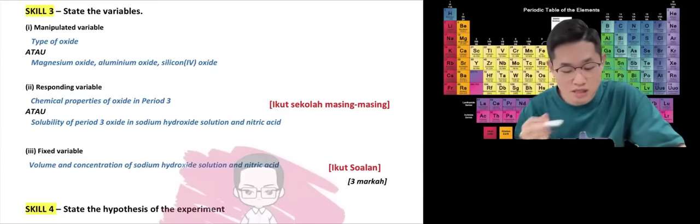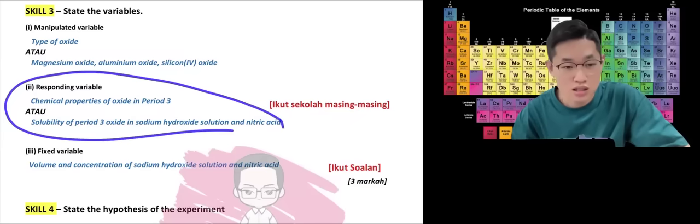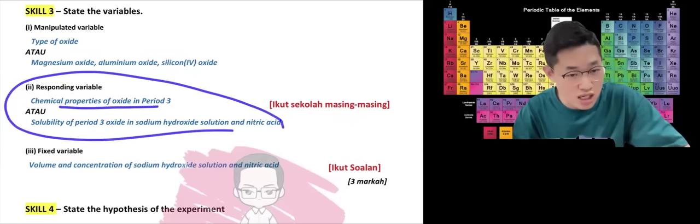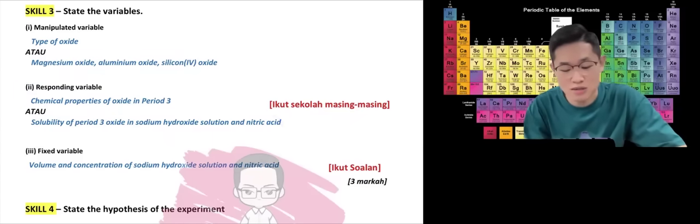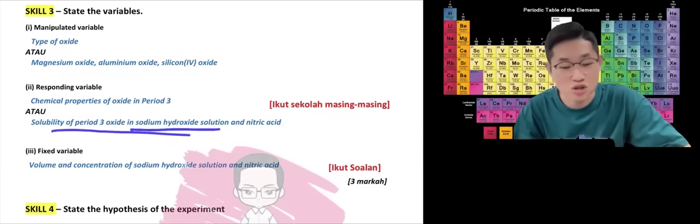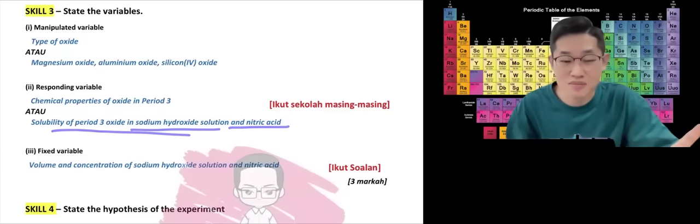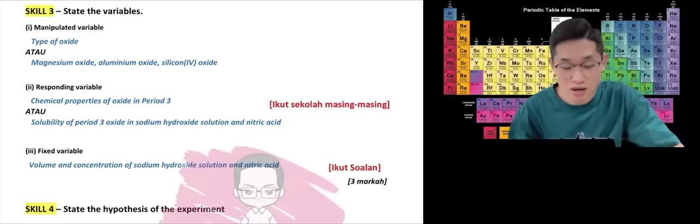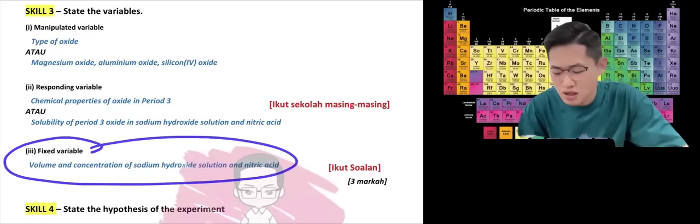See what they want. Responding variable also. See if your teacher wants chemical property of oxide in period 3, or your teacher wants solubility of period 3 oxide in sodium hydroxide and nitric acid. They're actually the same. Both are acceptable. Okay, fixed variable. This one, ikut soalan.